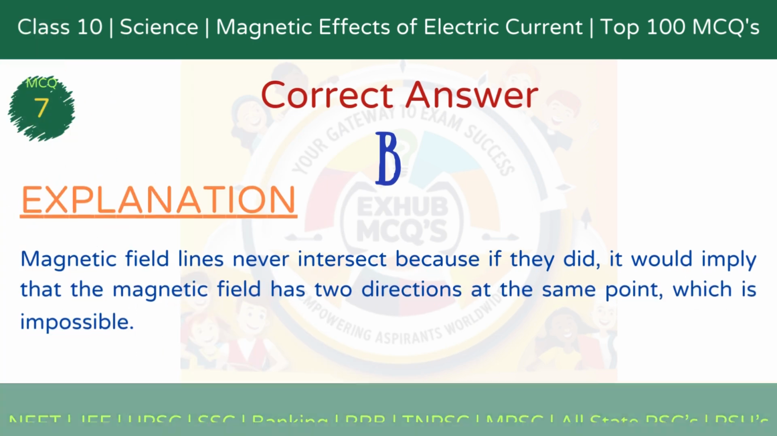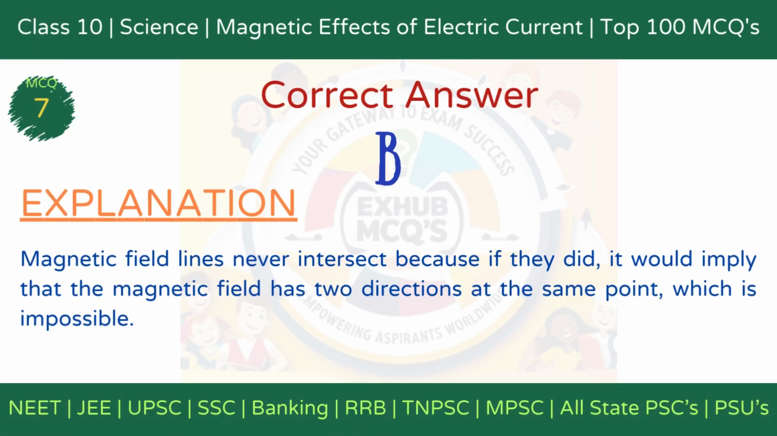The correct answer is option B. They never intersect each other. Explanation. Magnetic field lines never intersect because if they did, it would imply that the magnetic field has two directions at the same point, which is impossible.